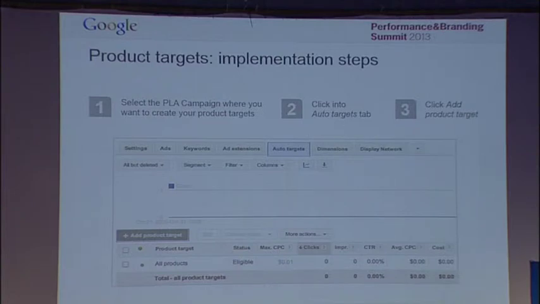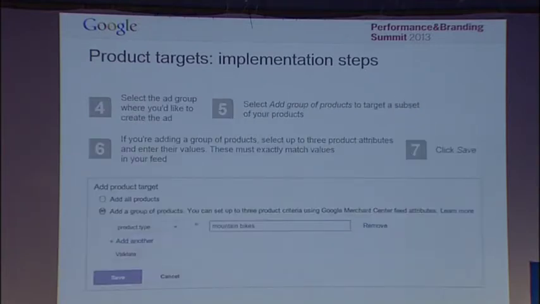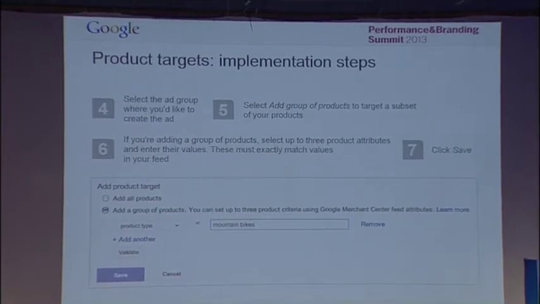So here's how you would add additional product targets to your PLA campaign. You select the PLA campaign, you go into auto targets, and then you click on add product target. Then you select on which ad group you want to put that, so probably a new one. And you have two options. You will select the second one, add a group of products, because the all products is already there by default.